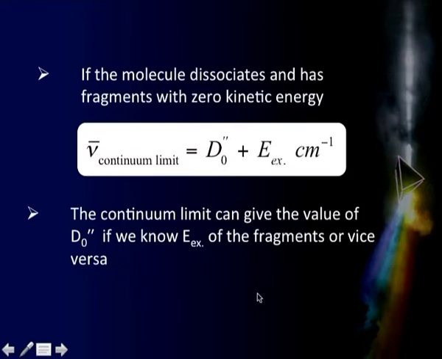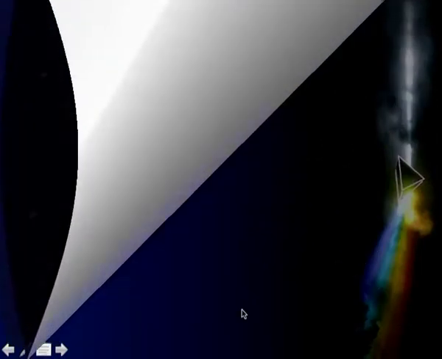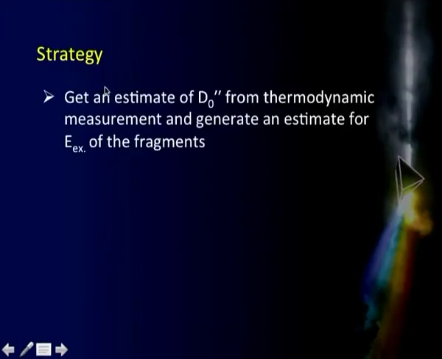And since I want to make a good estimate of d naught double prime, what do we do? The strategy is as follows: I get an estimated value of d naught double prime from thermodynamics. That means I do a thermodynamical experiment there and try to find out some measure of d naught double prime. Thereafter, essentially my data from the electronic spectrum is that continuum limit, that is equal to d naught double prime plus E excitation. So there are two terms there. I do not know both the terms individually. This is my data, that is only one data I have got with me from the spectrum.